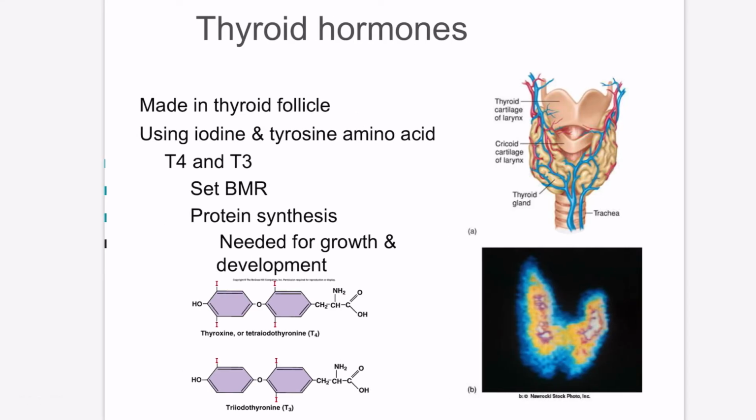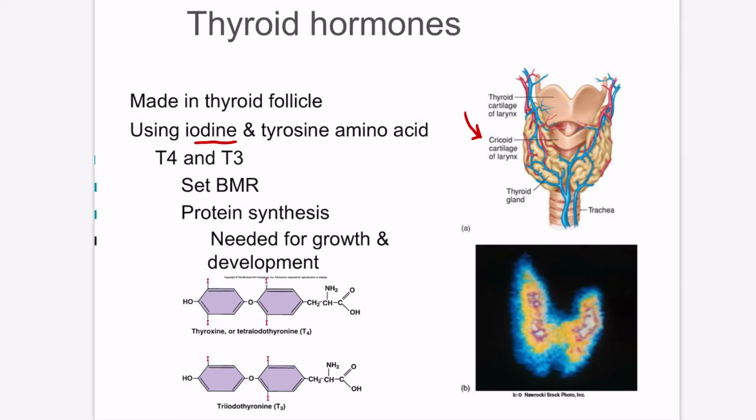Thyroid hormones are released by the thyroid. Notice where it is. It's directly inferior to your thyroid cartilage. And it's made in thyroid follicles, which I'll show you on the next slide. These thyroid hormones, also called T4 and T3, are called that because they require 4 iodines or 3 iodines. They set our basal metabolic rate. So what that means is it increases the rate of metabolic processes in the body. They can increase protein synthesis, and they are required for growth and development.